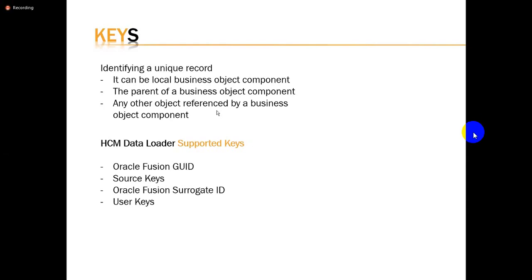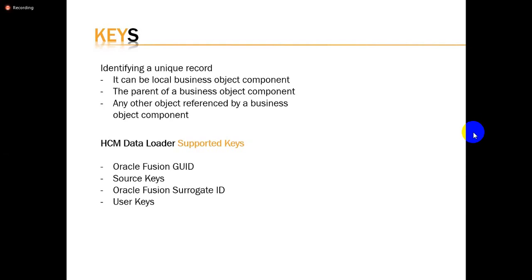What does it mean is, as we know, while preparing the file, we can send a single object, or we can send an object and the child of that object, or we can send multiple objects in a single file. We have seen that. So how do we uniquely identify every object? That is very important. For that, Oracle has given 4 kinds of keys which will help you to uniquely identify the record.